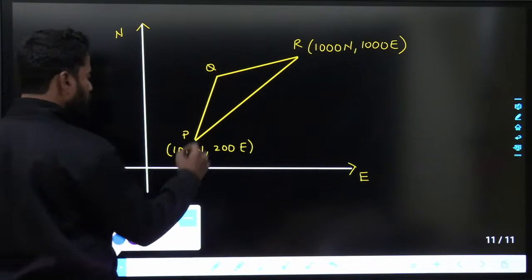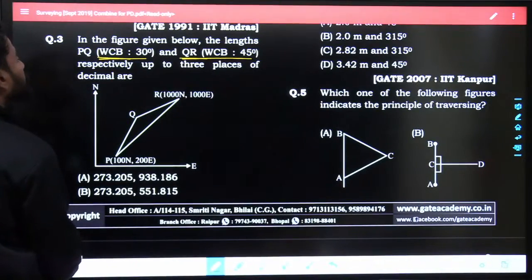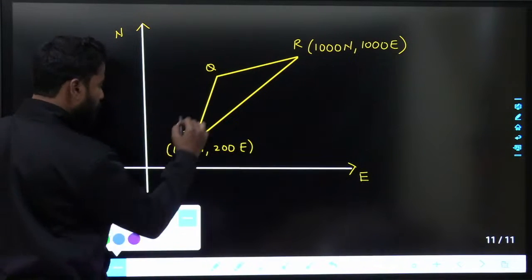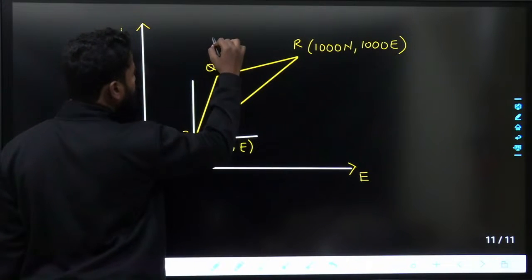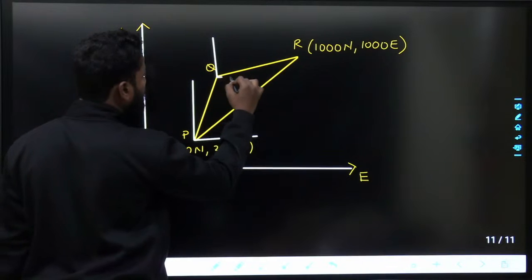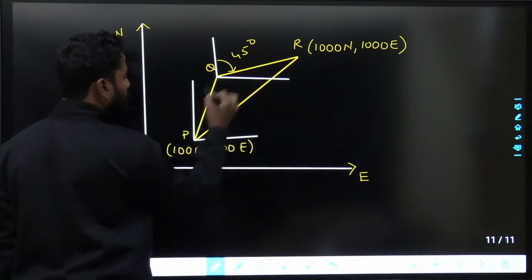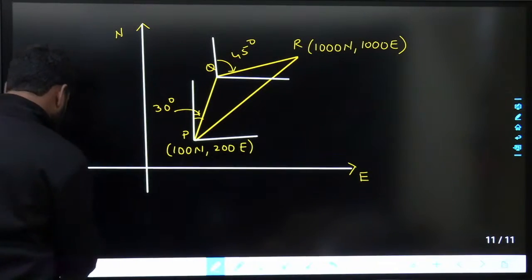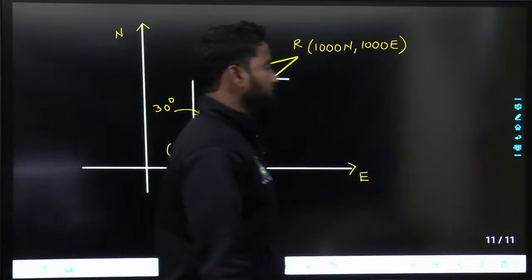Whole circle bearing of PQ is given to you as 30 degrees and QR is 45 degrees. This is 45 degrees. This one is 30 degrees. He is asking the lengths PQ and QR. Find out the lengths PQ and QR only, right? Fine.